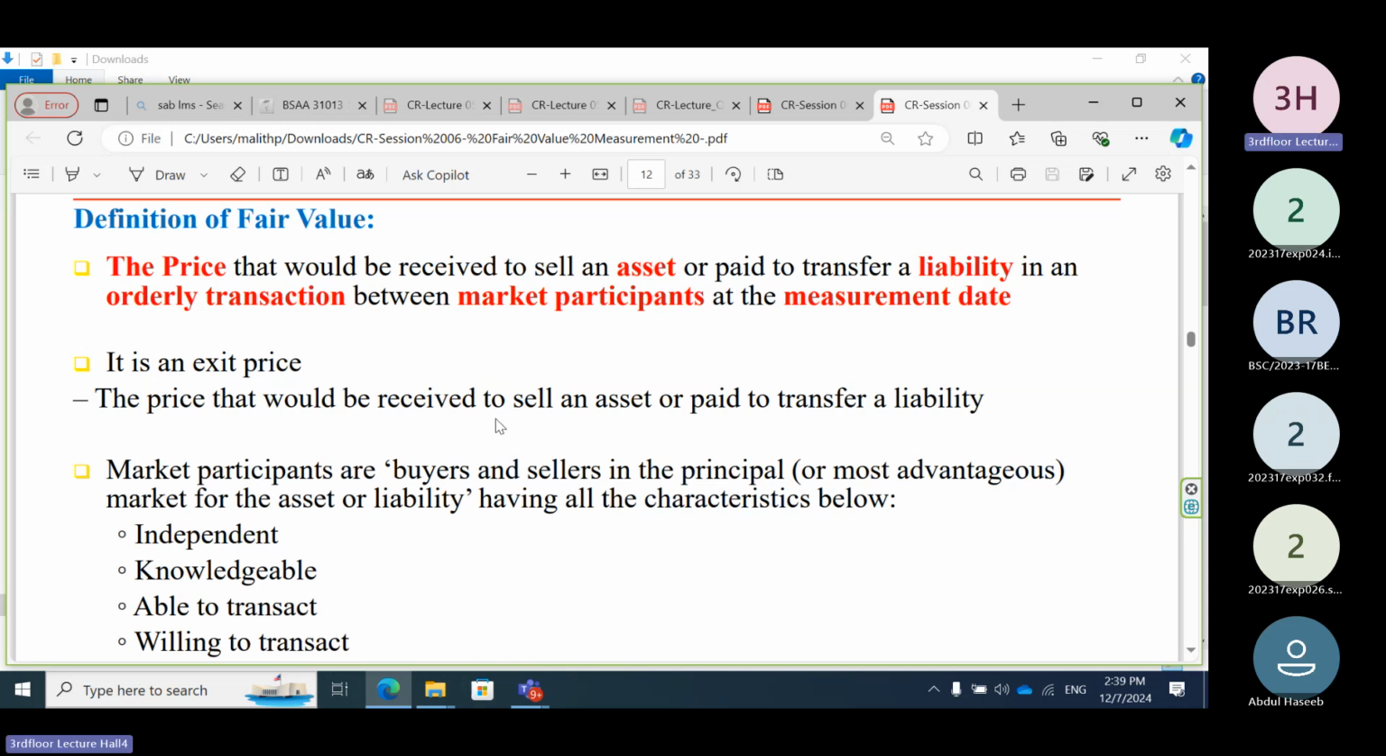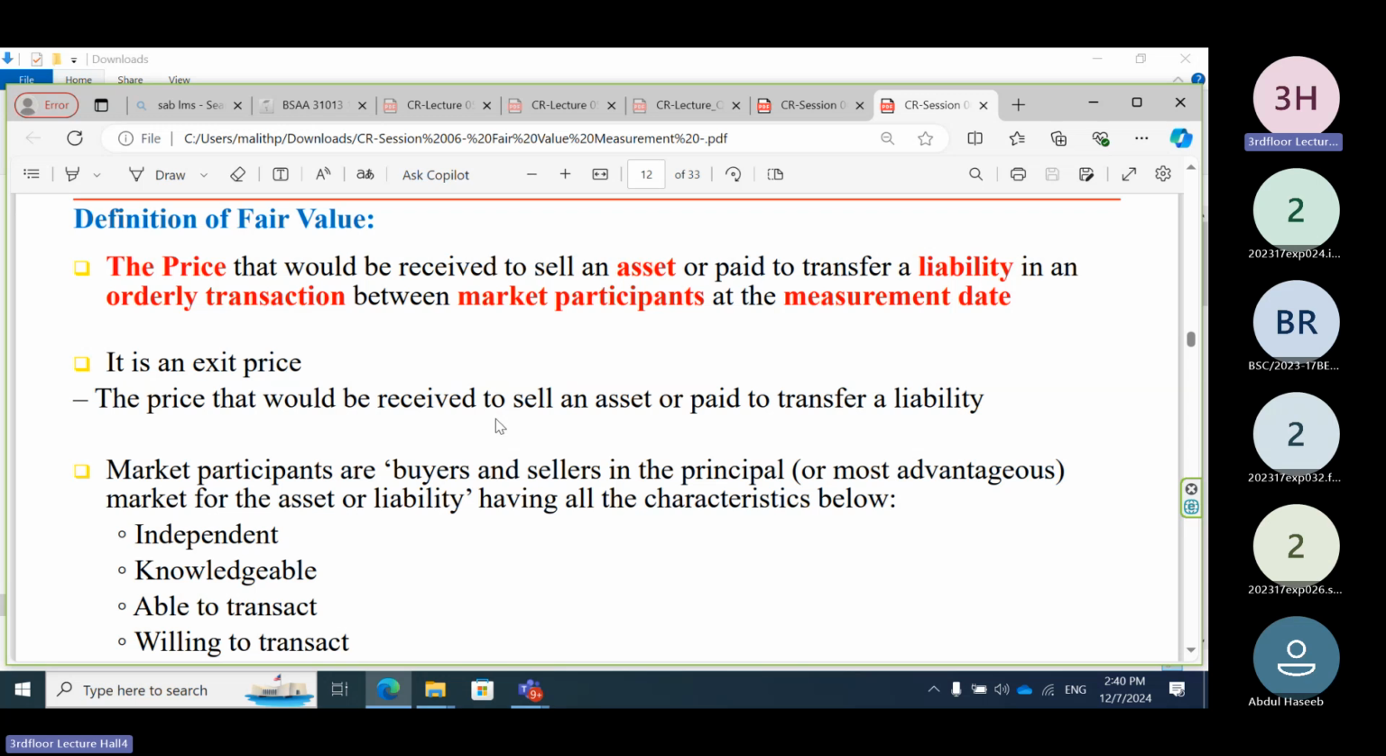So these two words are really important: principal market and the most advantageous market. First, you have to give priority to the principal market. If you can't find the principal market for that item, you have to go to the most advantageous market. Those two definitions will be discussed later.